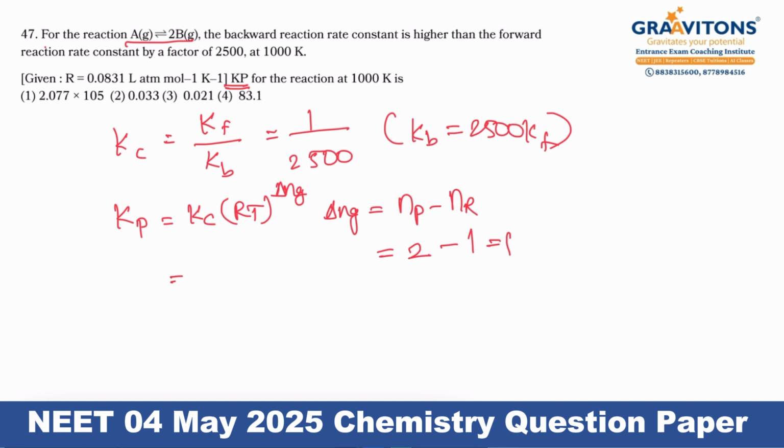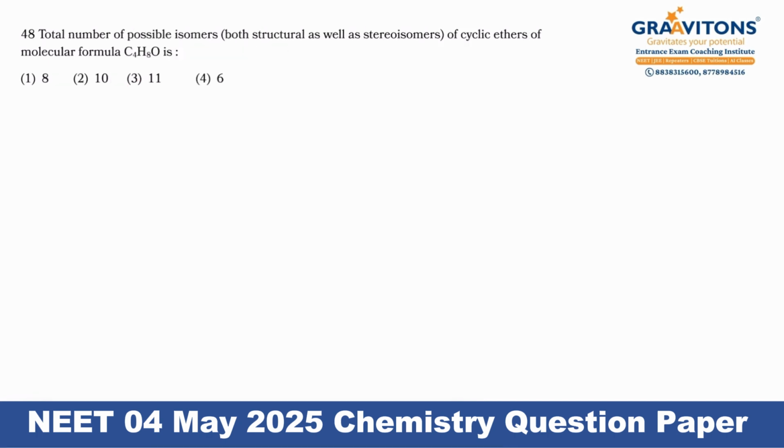Here we can now substitute the Kc value, which is the reciprocal of 2500, and the R value 0.0831, and the given temperature is 1000, all raised to the power 1. After solving this, you will get the answer 0.033. So here the correct option is the second option, 0.033.